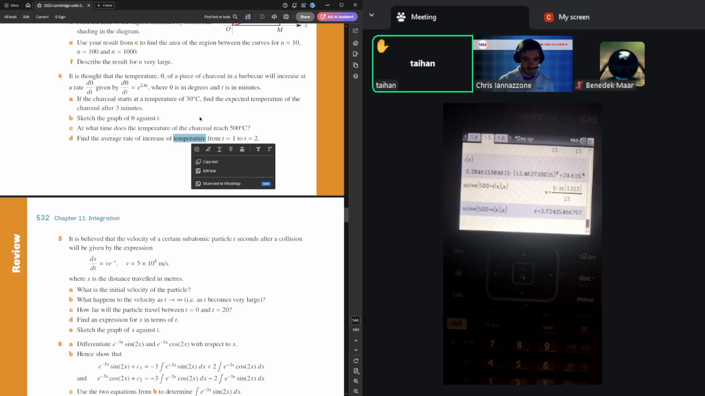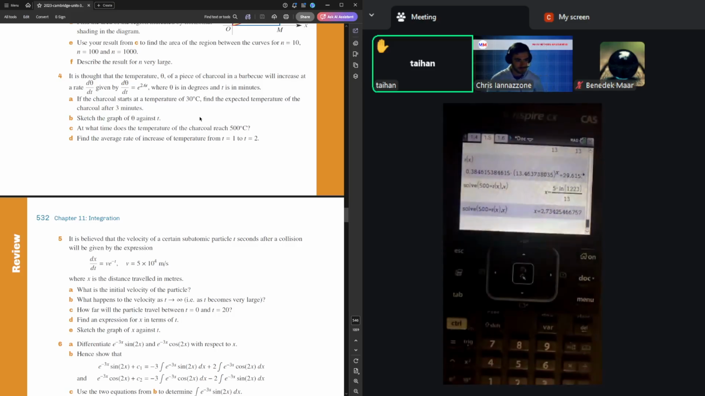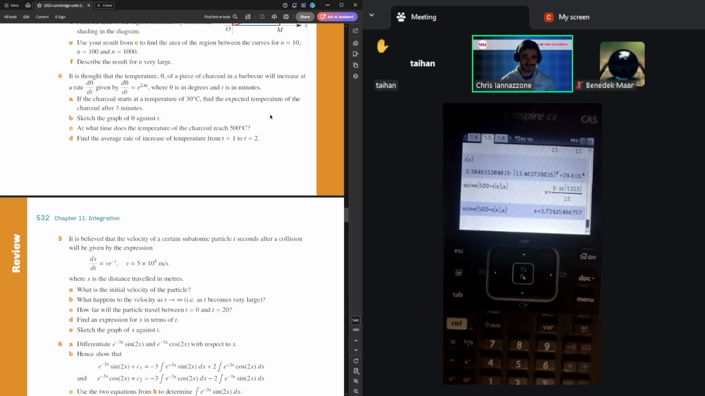Okay, so if we're thinking about average rate of increase, which is just your average rate of change. So the output's temperature and the input's time, right? Yeah, precisely. That's one way to think about it. So we need the temperature at T1 and the temperature at T2, because the denominator of the formula would just be 2 minus 1, right? Yeah, it'll just be 2 minus 1.